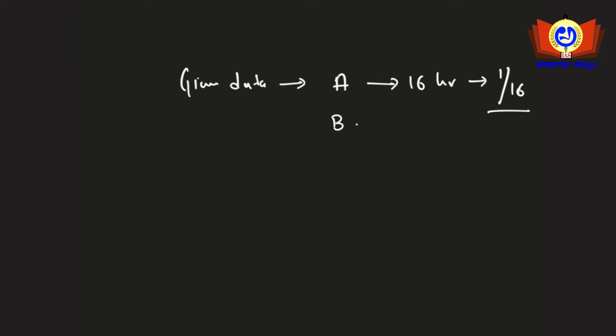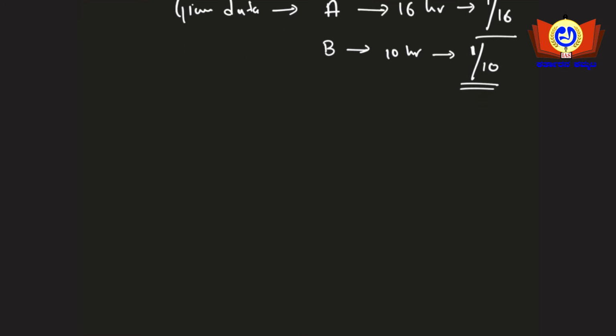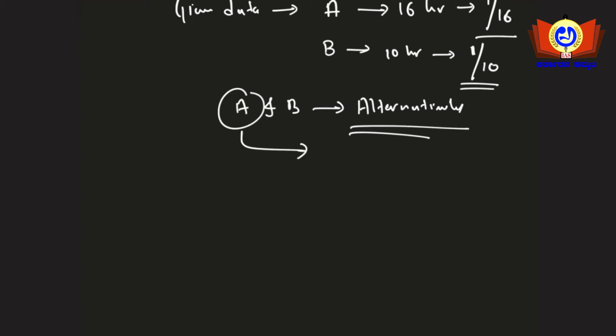What is the given data here? Given data is pipe A takes 16 hours. So in 1 hour 1 by 16 part of the tank will be filled here. Pipe B will be taking 10 hours. So in 1 hour 1 by 10 part of the tank will be filled here. But the pipes are not opened simultaneously. The question is telling that pipe A and pipe B are opened alternatively for 1 hour starting from pipe A.